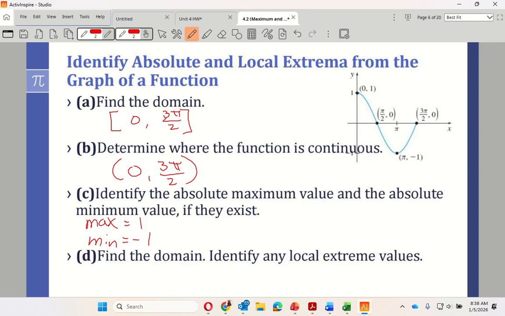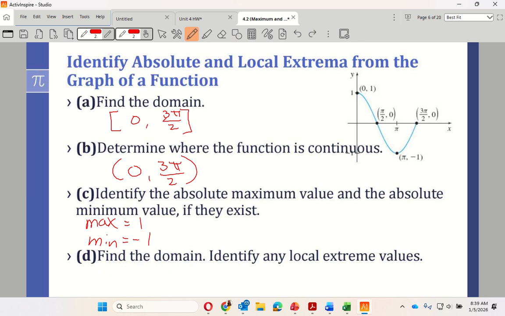All right, find domain, and we already did domain, but identify local extrema values. Does it have a maximum? Yes, this one is included, right? That is a solid dot. So it's an absolute max. Oh, you're right, sorry. Absolute max.